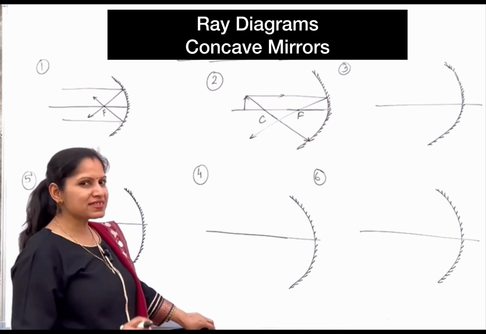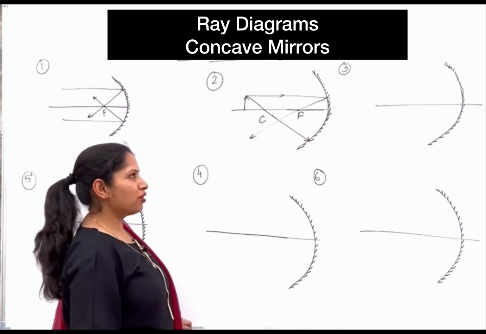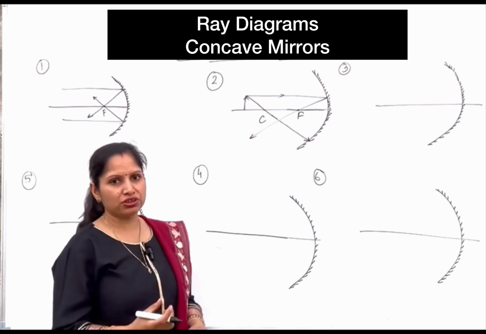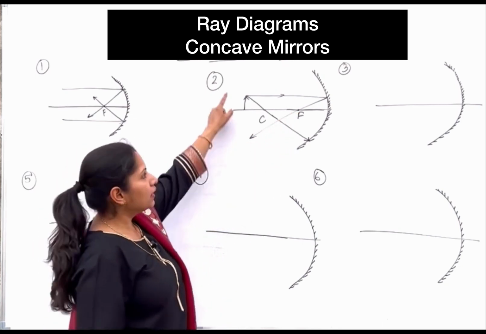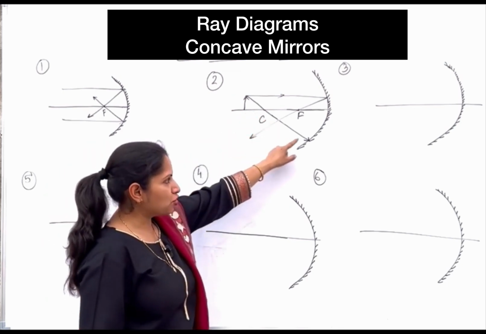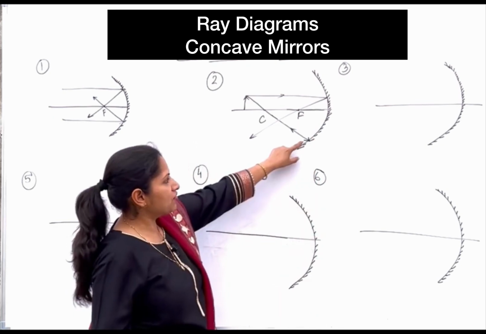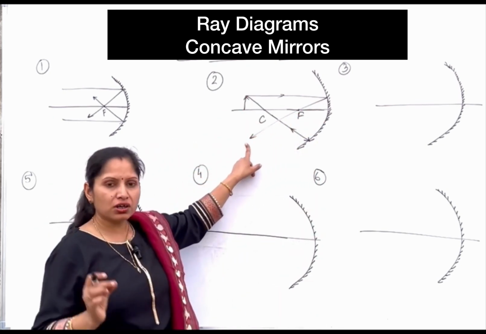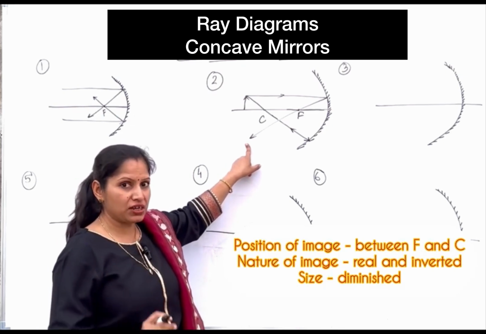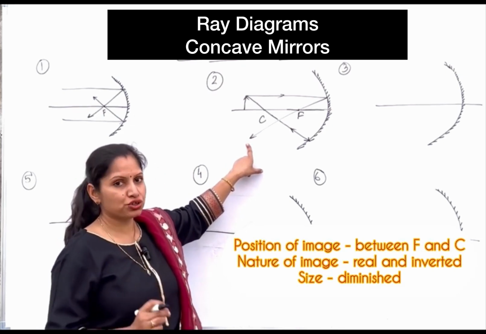Okay, use a scale to draw the ray diagrams. I am just drawing it freehand, but don't draw it freehand. Use a scale to draw the ray diagrams. So it should be passing through the focus. Another ray of light that is passing through center of curvature will retrace its path. So one reflected ray is this and another reflected ray is this. Wherever both reflected rays intersect each other, that is the position of image.